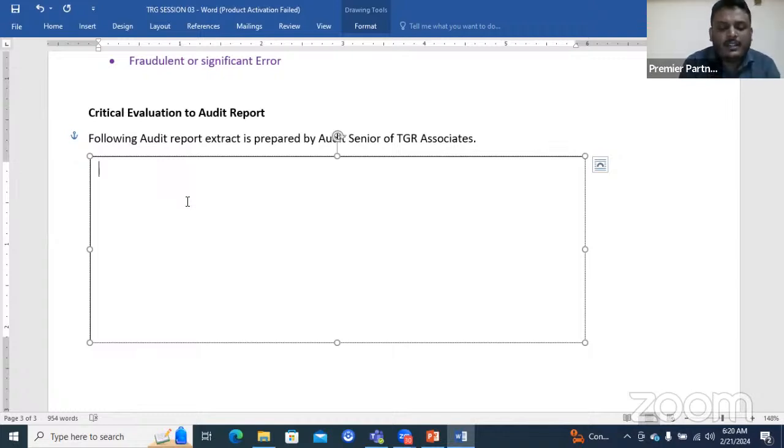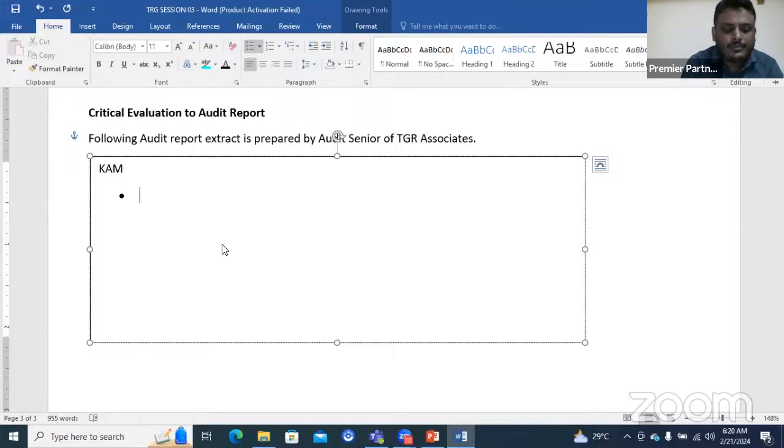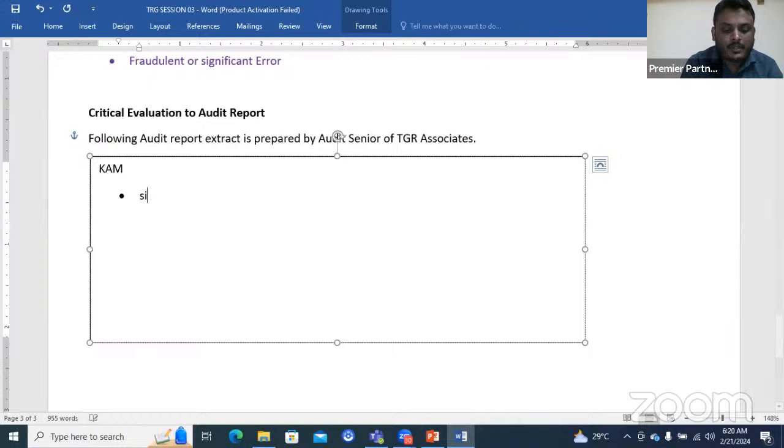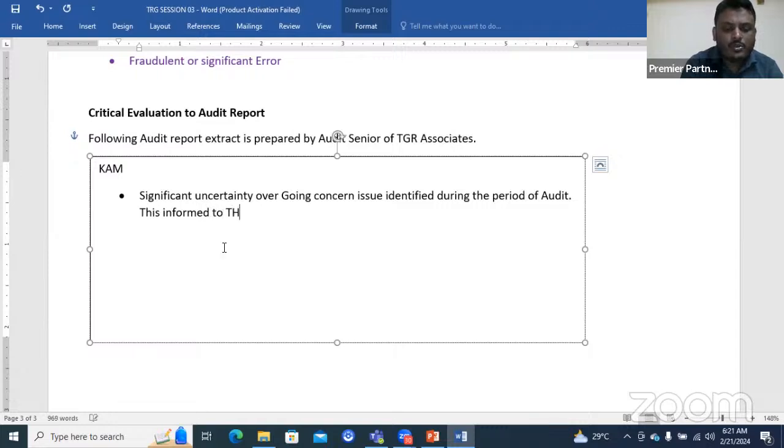First I'll take the key audit matters paragraph. That includes significant uncertainty over a going concern issue identified during the period of audit. This was informed to those charged with governance. So that's the key audit matters paragraph point.